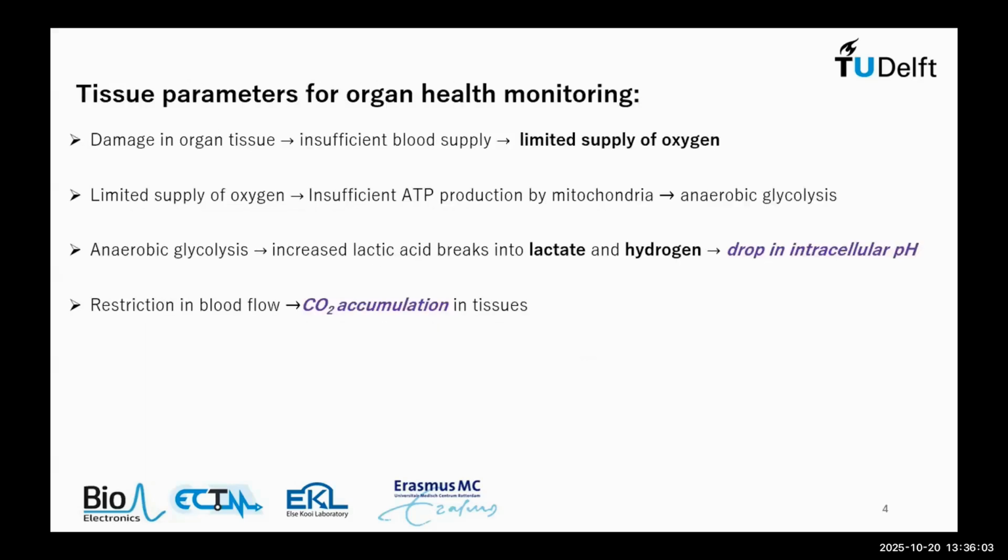So these parameters: oxygen. If the organ is not functioning properly, not getting sufficient oxygen, then you will see a dropping in the level of oxygen. When this happens, you can get a buildup of lactate and hydrogen, so you also get a drop in pH, and CO2 accumulates. But at the moment, we're focusing on the oxygen and the pH for this work.